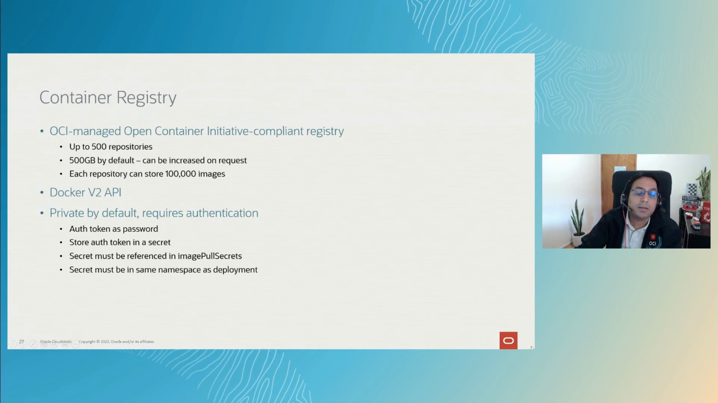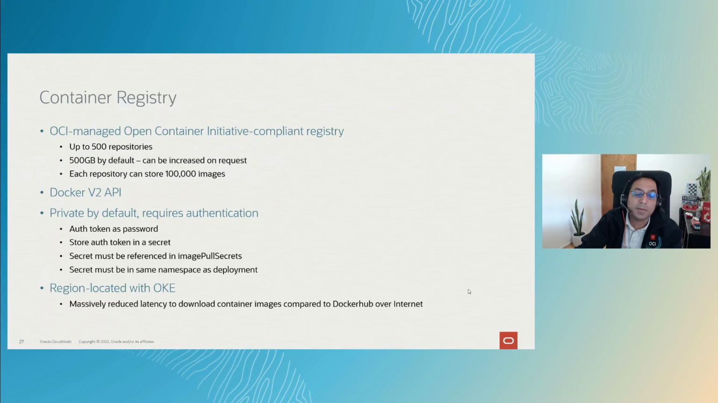Typically, this consists of an OCI account, and you need to use an auth token as password. The auth token will be stored in a secret, and when you deploy containers that you're going to be pulling from the container registry, in this case, you need to specify the secret in the image pull secrets, and you must ensure that your secret is defined in the same namespace as the deployment.